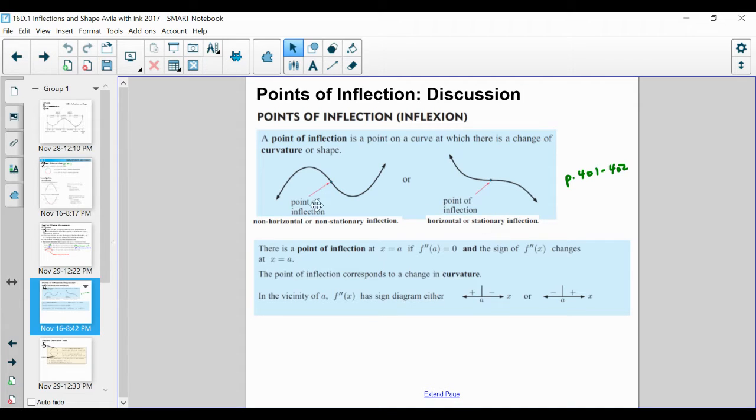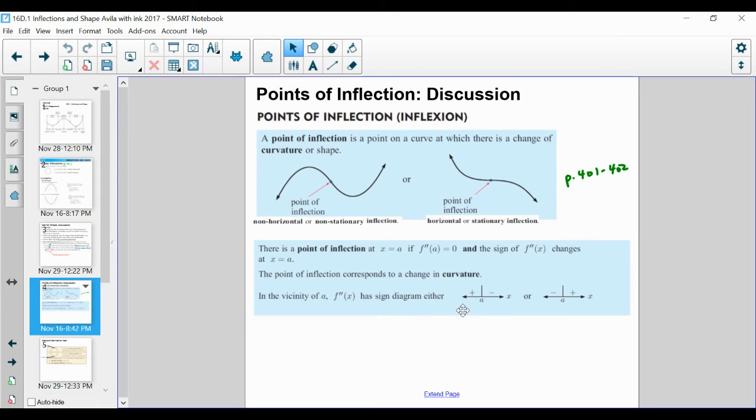then I have a horizontal inflection point or a stationary inflection point. But a lot of curves have these more exaggerated points of inflection where we actually change from concave down to concave up or vice versa. That's called a non-stationary inflection point because the slope of the tangent at this point is not 0. We can say that there's a non-stationary point of inflection at x equals a if the second derivative at the value a equals 0 and the sign of the second derivative changes at x equals a.